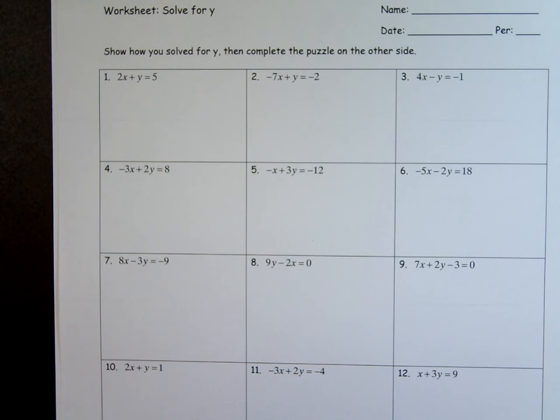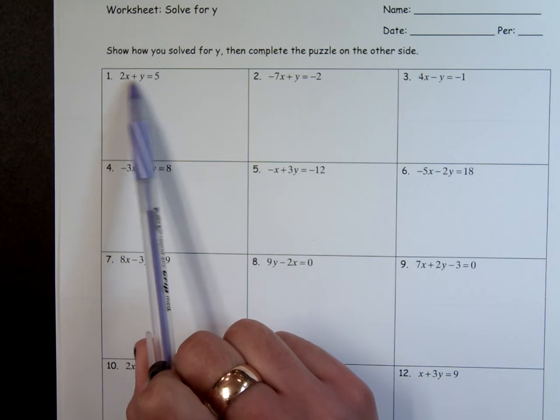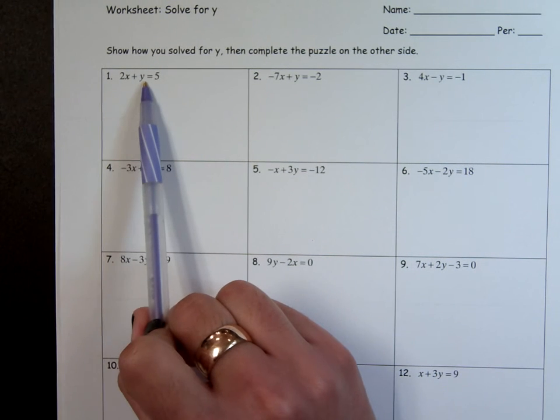Okay, so now we're going to talk about how to solve for y. So in these equations, see how I have an x and a y. When we just do solving equations like normal, there's only one variable. It's either all x's, all y's, all t's, whatever variable they choose. But here I have an x and a y.